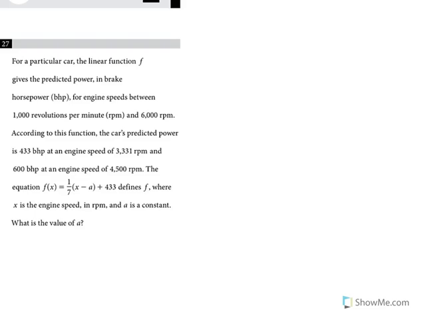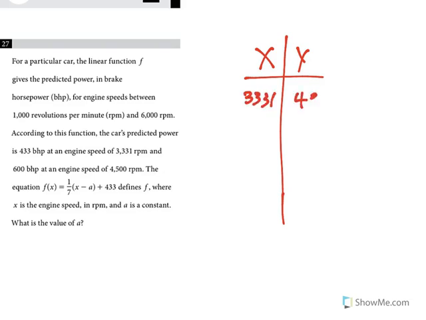And finally, this one is kind of deceptively easy, right? They give us all this information. So I started this and I said, all right, it's a linear function. Great. Let me make an equation, right? X and f of x or y. And I'm going to say, well, okay, when x is 3331, this is 433. And if it's 4500, this is 600.